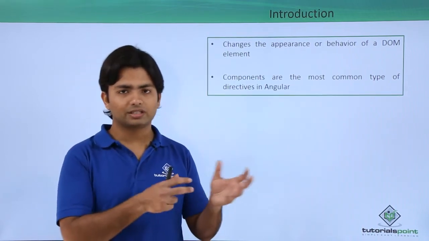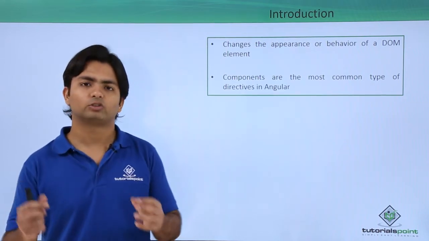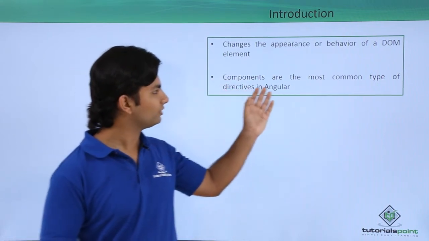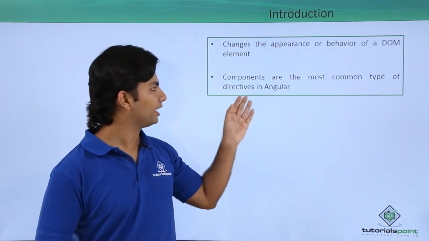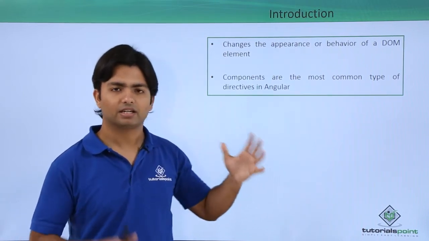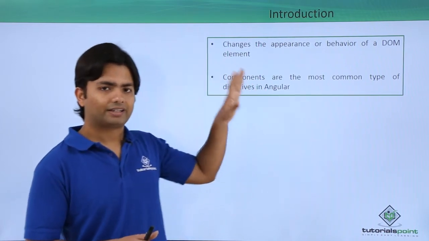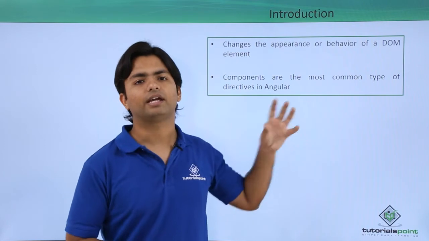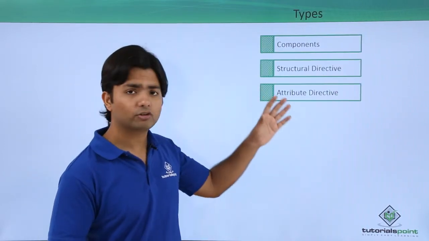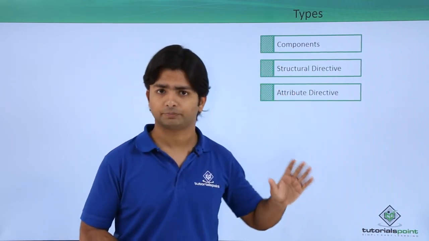And not only the directives, but actually the components which we have been creating so far are also a kind of directive themselves. Components are the most common type of directive in Angular. They have a selector, and they have a template which they render during execution. But apart from components, we do have two more kinds of directives, that is the structural directive and the attribute directive.